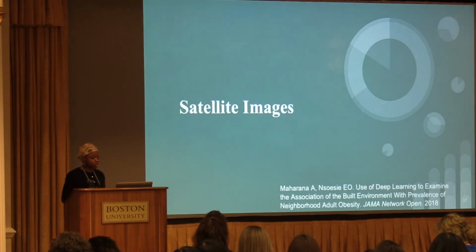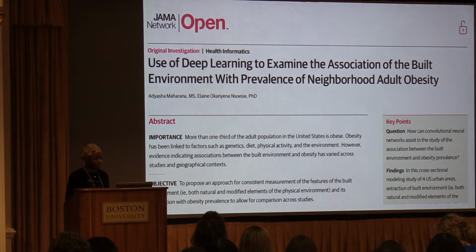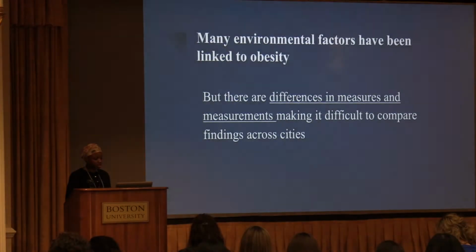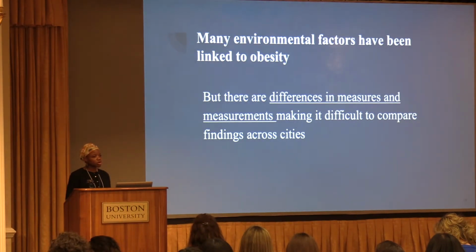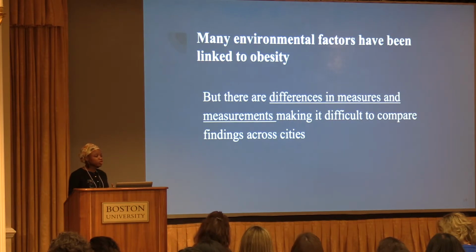So the second study I'll talk about looks at satellite images. And we published this last year, and the idea was to see whether we can use deep learning to examine the built environment, and then try to see how that correlates with adult obesity prevalence in neighborhoods in the US. And there's been quite a lot of work in this area already, looking at how environmental factors are linked to obesity. So people have looked at the density of fast food restaurants and how that links to obesity, access to parks and how that correlates with obesity prevalence, green spaces around neighborhoods, etc.